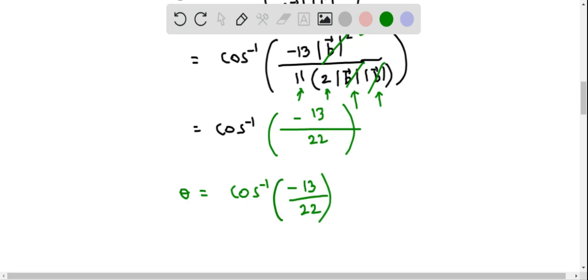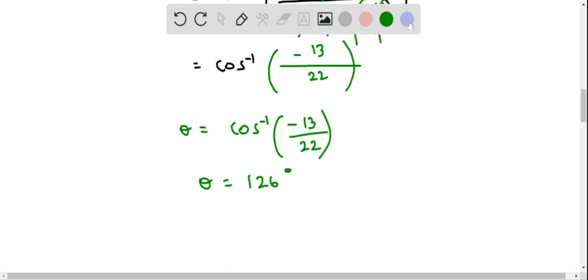This one is theta. We can evaluate this expression by plugging it into the calculator, and when we do that, we get 126 degrees, rounded to the nearest degree. So this is the angle between the two vectors, a vector and b vector.